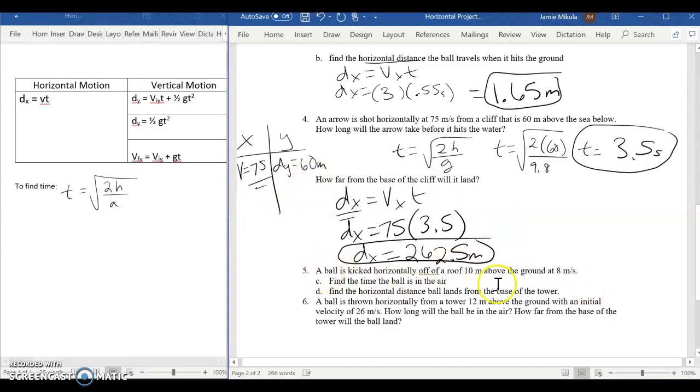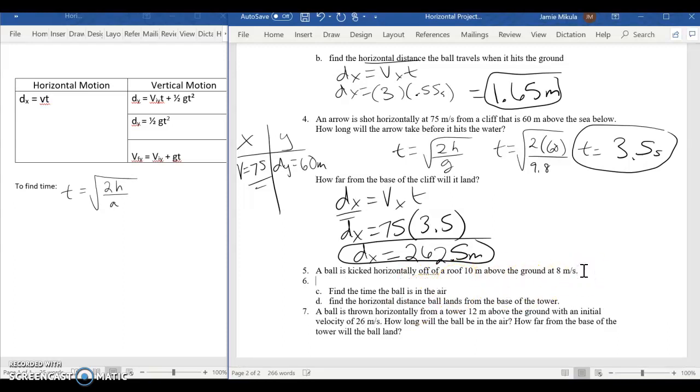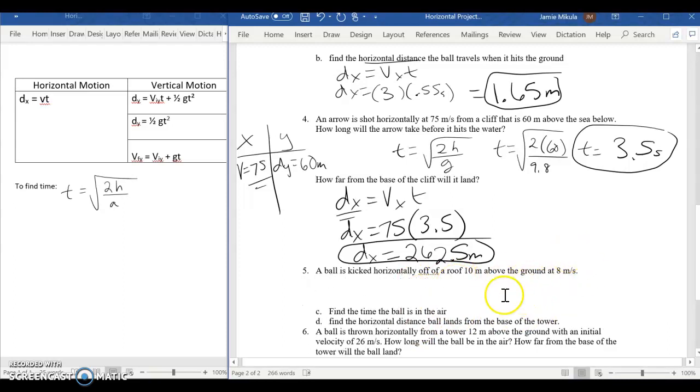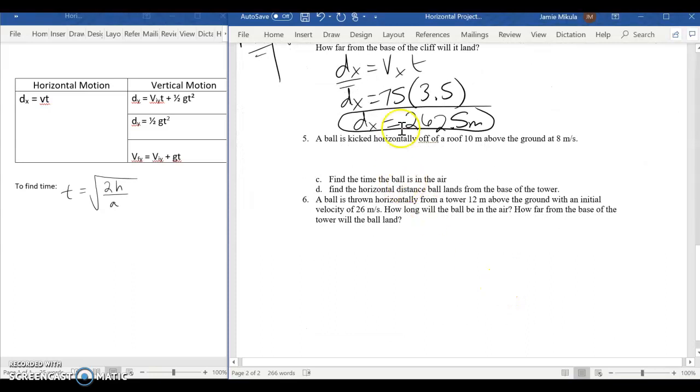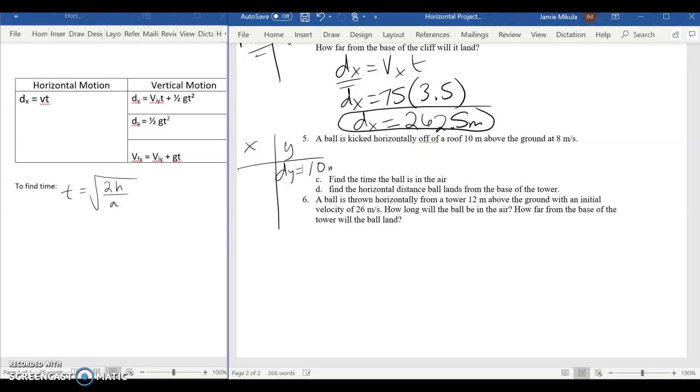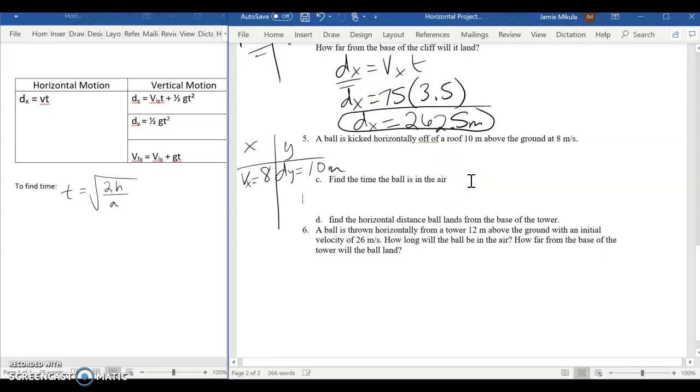All right, and number 5. Number 5, a ball is kicked horizontally off of a roof. Okay, ball is kicked horizontally off of a roof. So the roof, the distance in the y direction is 10 meters, and it's kicked off with a velocity in the x direction of 8. Find the time the ball is in the air.